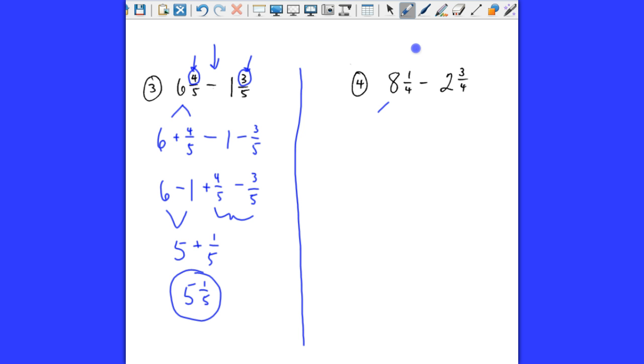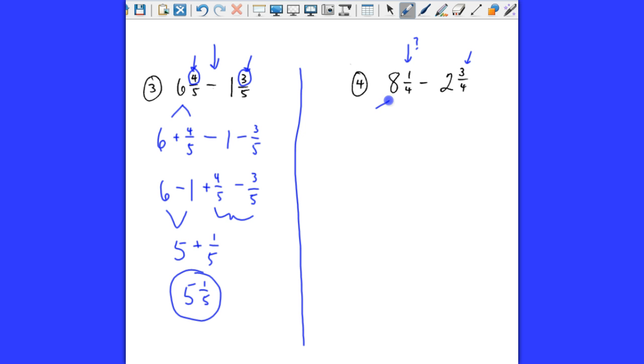When I look at this 1 right here, I notice if I go 1 take away 3, I can't really do that. Now you might be saying, well, wouldn't you have a negative number? Well, you would, but the problem is, since that's a fractional part of that 8, it just gets really messy if I try to do it that way. So what I have to do here is I have to figure out how can I make this 1 larger than this 3. And this is how it works.